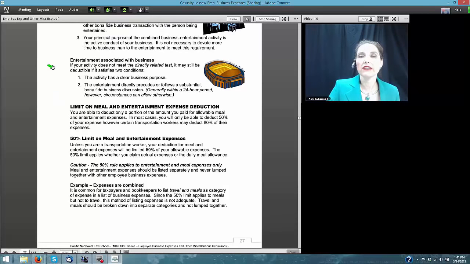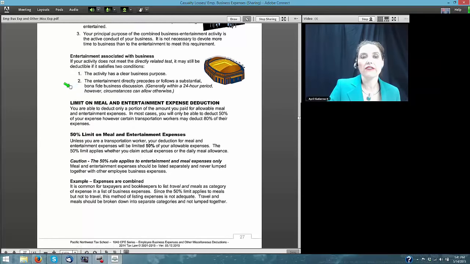So if your activity does not meet the directly related test, it can still be deductible if it satisfies 2 conditions. Firstly, the activity has a clear business purpose, and the entertainment directly precedes or follows a substantial bona fide business discussion, generally within a 24-hour period. However, circumstances could allow otherwise.